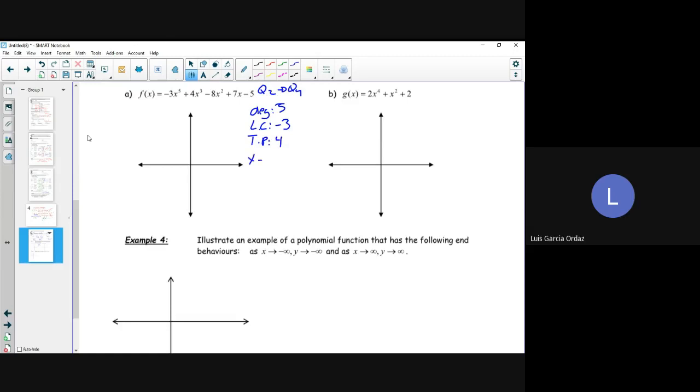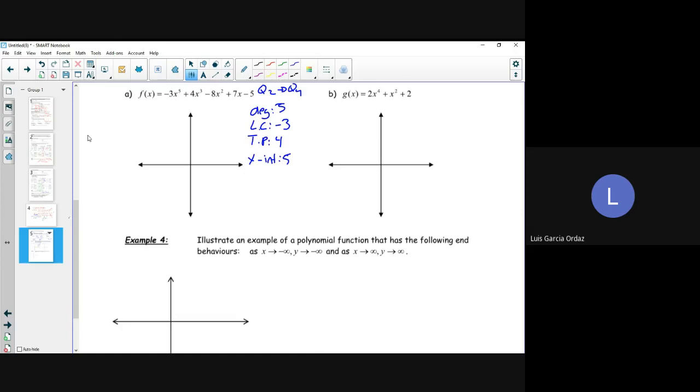How many x-intercepts can we have? Look at the degree. 5. And what would our end behaviors be? Remember, look back at the note you wrote. If we have a negative leading coefficient with an odd degree polynomial function. As x approaches negative infinity, y approaches negative... or y approaches positive, positive infinity. Why is the x-intercept 5?